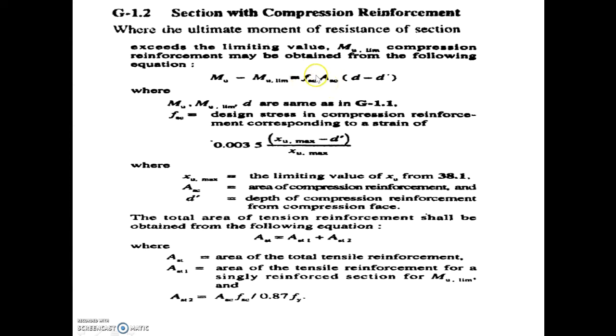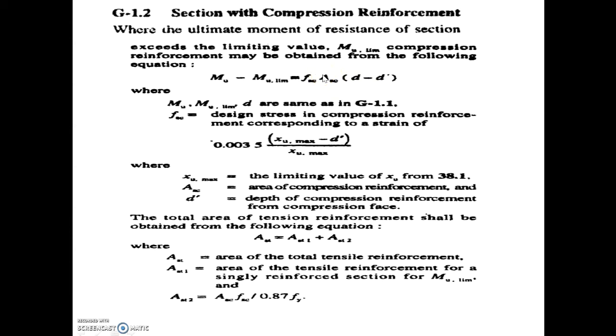For finding out the fsc value, we have to find out the epsilon sc value by using this formula, that is 0.0035 into xu max minus d dash by xu max. The xu max values are given in IS456 for different grades of steel. After finding out the epsilon sc value, by using the stress strain curve for cold worked deformed bars, we have to calculate the fsc value.